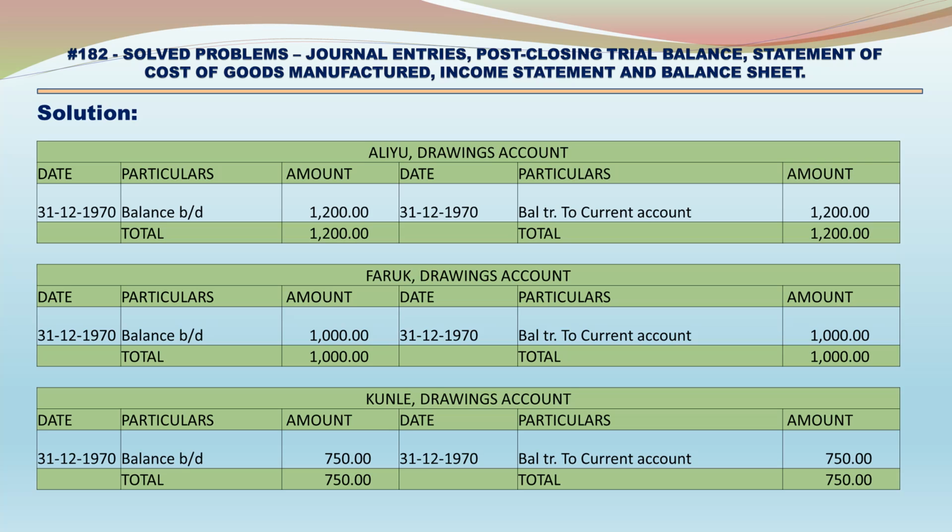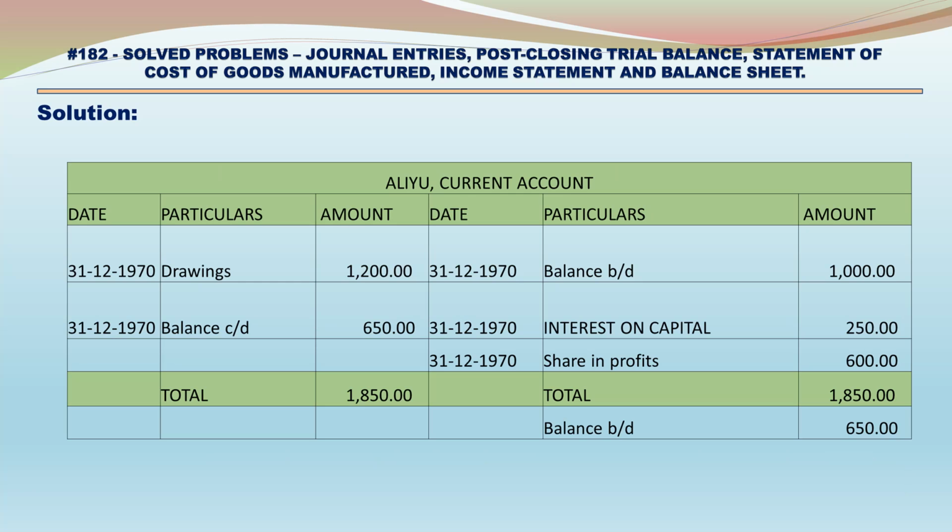Aliyu's drawings account. On the debit side, 31st December 1970, balance brought down 1200. On the credit side, balance transferred to current account 1200. Farooq's drawings account. On the debit side, 31st December 1970, balance brought down 1000. On the credit side, balance transferred to current account 1000. Kunle's drawings account. On the debit side, 31st December 1970, balance brought down 750. On the credit side, balance transferred to current account 750.